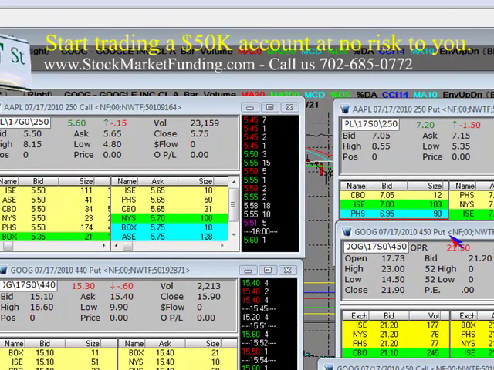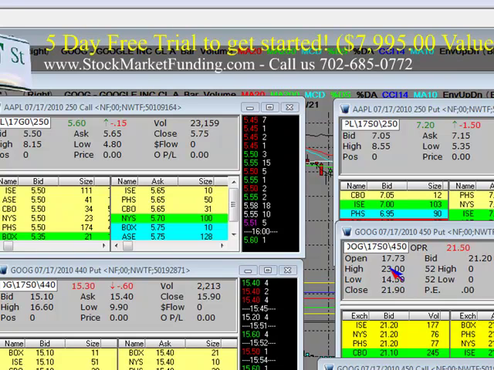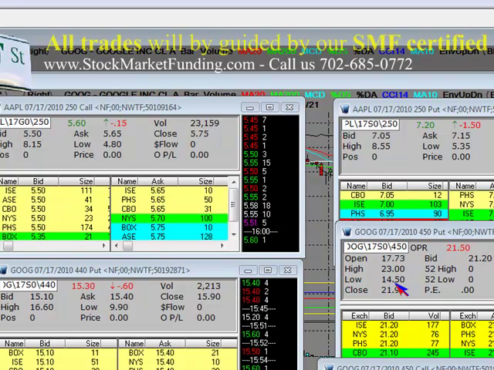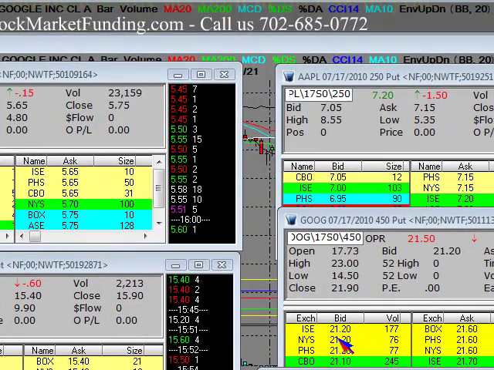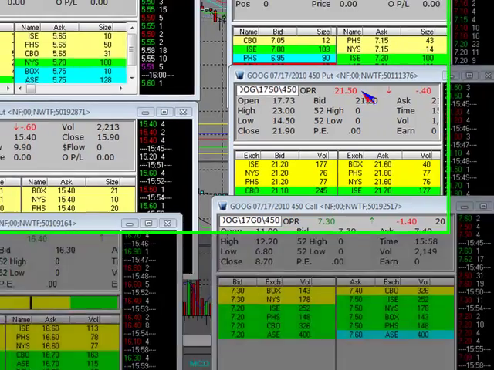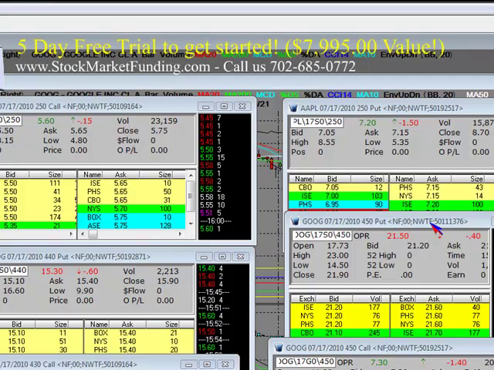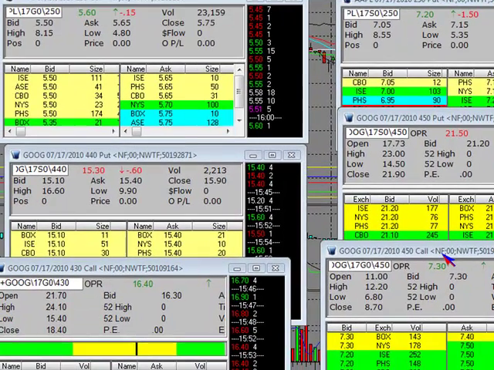I'm going to open up your eyes. Here's a 450 put on Google. The high is $23. The close before was $21.90, but look at the low today, $14.50. So they put in the high, and they walked this thing down to $14.50, and they ended up bouncing $7 off the low. There's the $14.50. There's the last print, $17. That's a nice print, and that was at the 450 put.